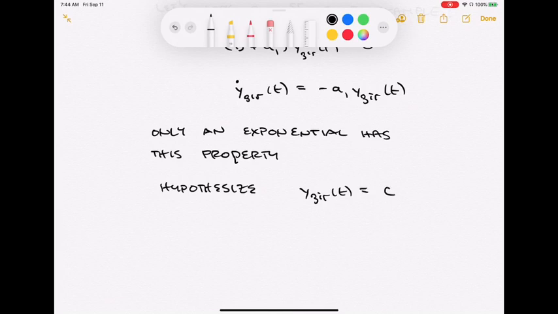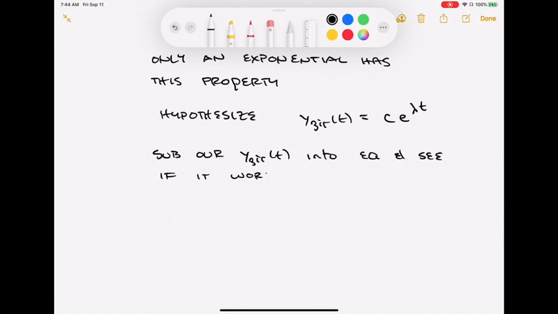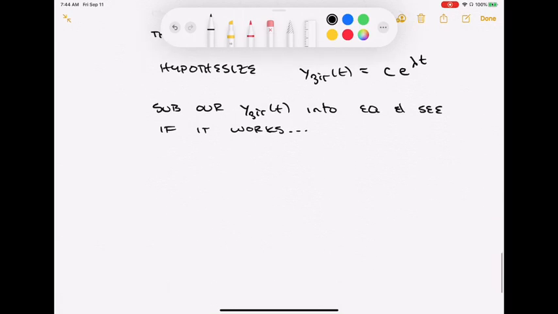It could have some scale factor up front. I'll call that c e to the lambda t. So I'm just going to assume that this can take the form of an exponential. Let's go ahead and substitute our y zir of t into the equation and see if it works. What were we looking at? We said that the equation was D plus a1 acting on y zir of t being equal to 0. And we're going to do this for y zir of t equaling c e to the lambda t.